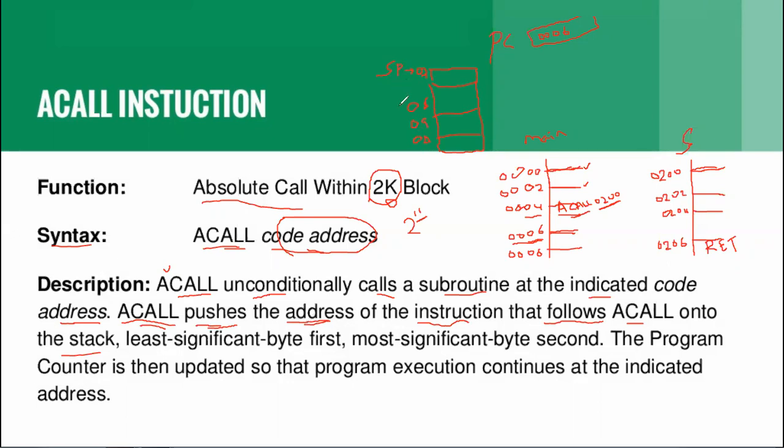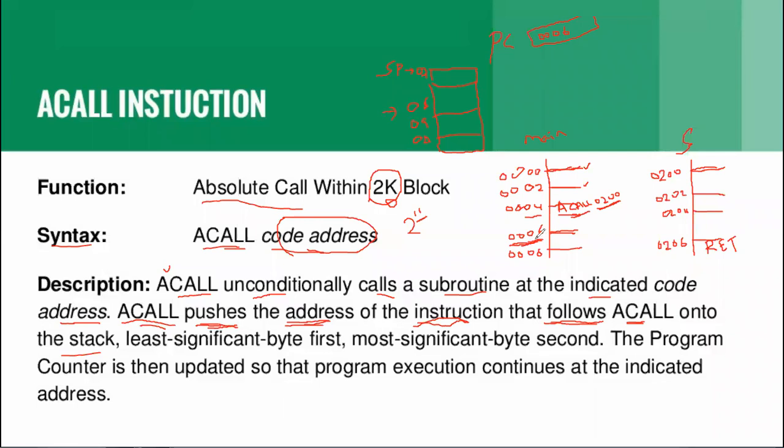So first SP will be incremented by 1. We know the push and pop instructions and what will happen with the SP register. Whenever push happens, first increment SP. So SP will be pointing to 08. So what is the address? 0200. What is the lower byte in this address? This pushes the address of the instruction that follows the ACALL instruction.